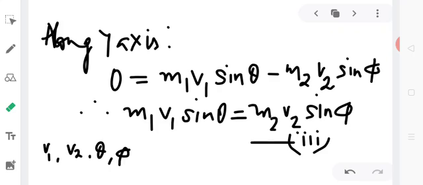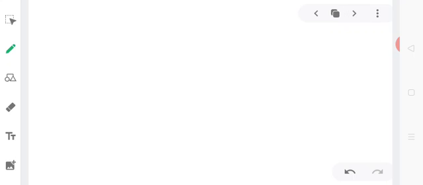So using these 3 equations, the values of all the 4 variables cannot be found. In practice, either the angle theta or phi is measured experimentally. Suppose we know theta experimentally, the values of v1, v2 and phi can be found in terms of u1, u2 and theta by using these 3 equations. Now let us discuss some special cases.